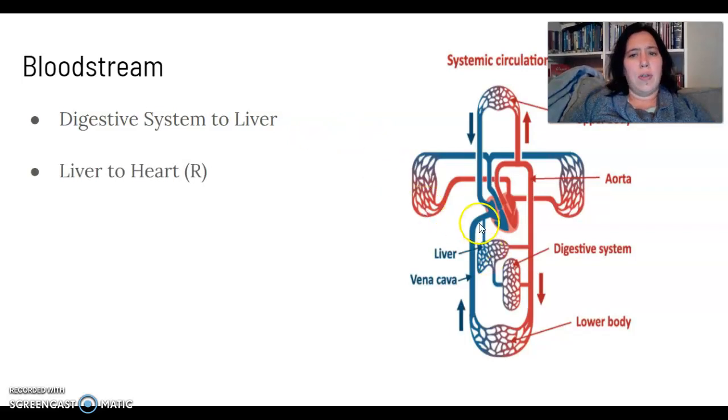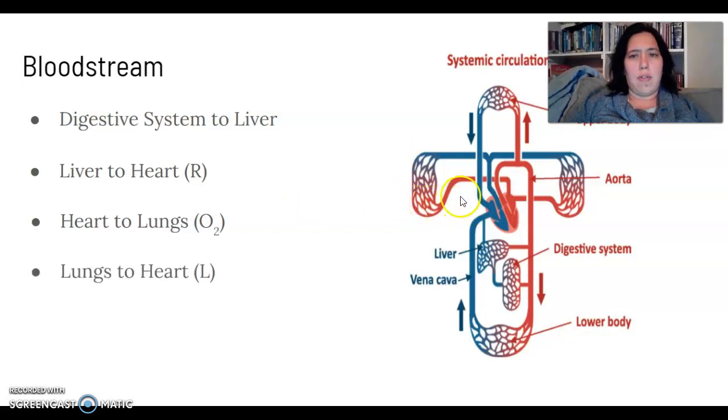From the liver, we go to the right side of the heart. Again, this blue is showing you that this blood is deoxygenated, but blood is not actually blue. Okay, so we're on the right side of the heart. Then we're going to go up to the lungs, where this blood will get oxygenated. So now we have glucose and oxygen.